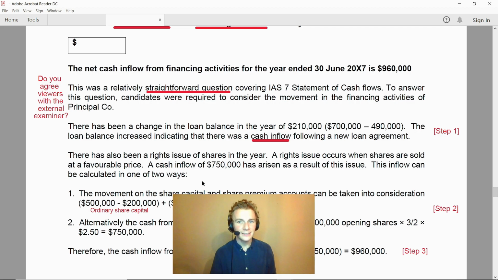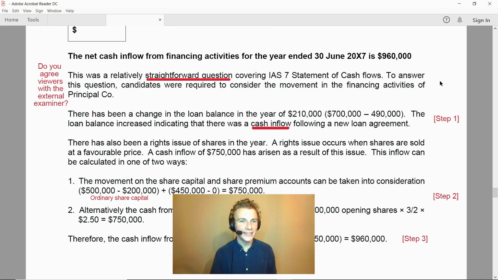So the correct answer that we're looking for is 960. And I thought this was quite cheeky of the examiner, but they actually put that this was a relatively straightforward question covering IAS 7. But I just put there, do you agree? Viewers, should I say, with the external examiner's comments there. Feel free to leave it in the comments below, with obviously any feedback from the professionals watching the video as well. Let me know what you think.